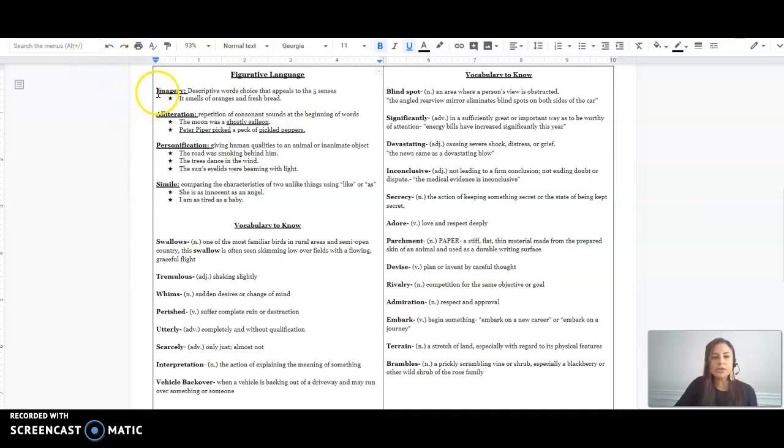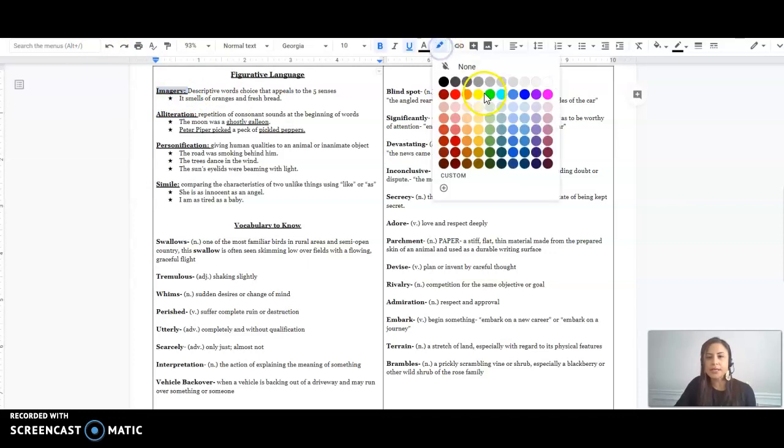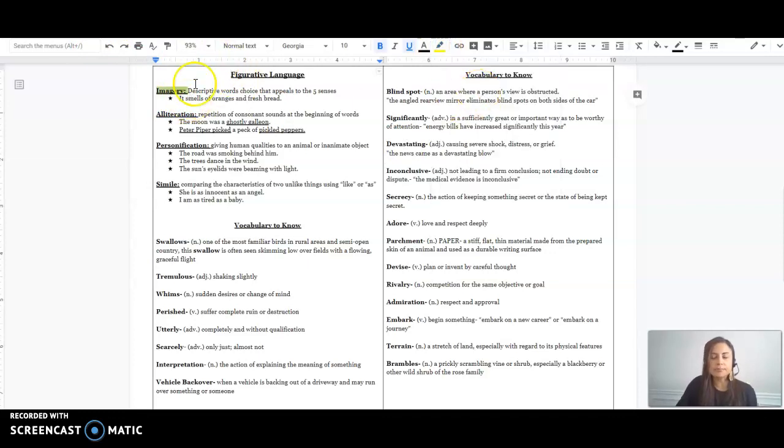Imagery includes descriptive words that appeal to our five senses. Okay, so our five senses: sight, hearing, touch, taste, and smell. So if there are any words that relate to those five senses, then you would have imagery.